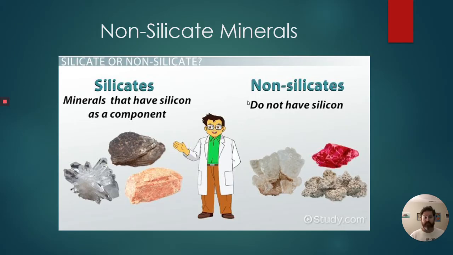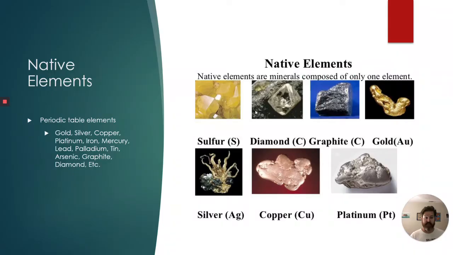So silicates versus non-silicates. Silicates have the silicon tetrahedron. Non-silicates do not. We went over the native elements. These are singular elements, gold, copper. They're not compounds like galena, which is lead sulfide, PbS. These are individual elemental minerals.